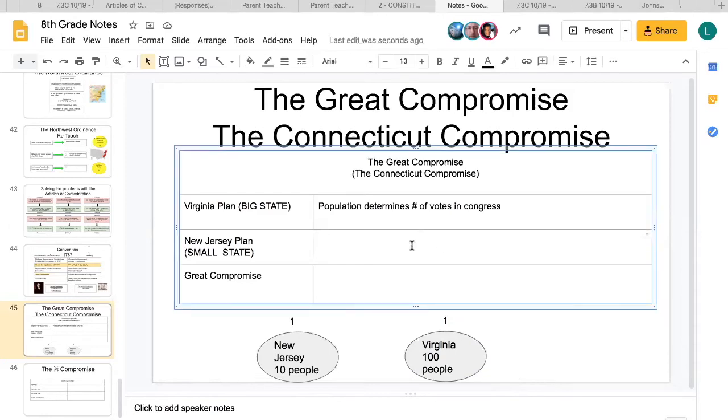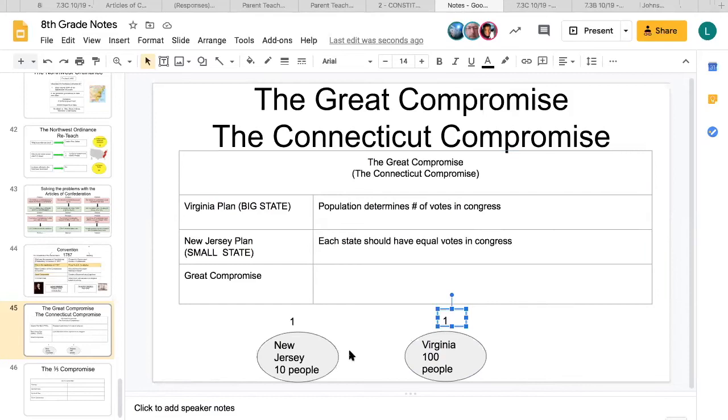Good. So New Jersey believes each state should have equal votes in Congress. Let's look at the Virginia plan a little closer.